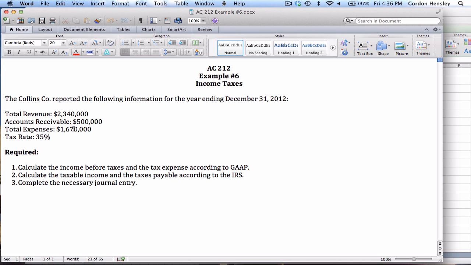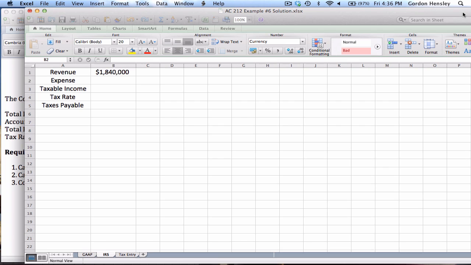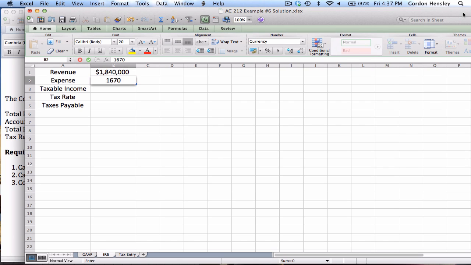Now my expenses will be the same, $1,670,000. And my tax rate will be the same, 0.35 for 35%. So the revenue minus expenses gives me taxable income. The taxable income times the tax rate gives me taxes payable, $59,500. So that completes part 2. That gives me the taxes payable according to the IRS.